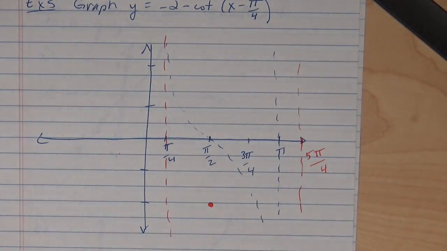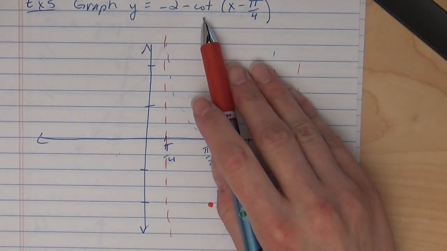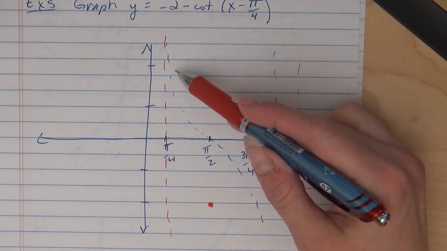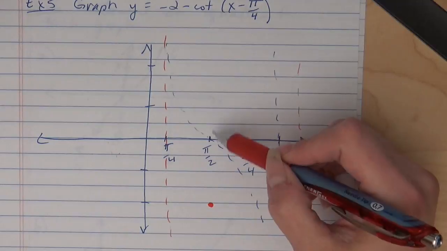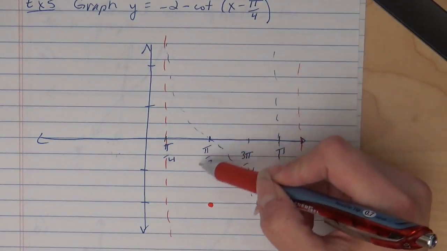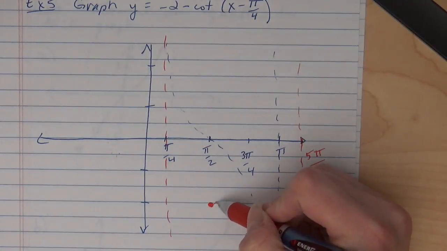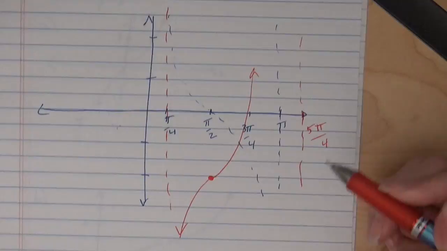Alright, and then how do I draw my curve? Well, you've got a negative cotangent. Alright, negative cotangent is going to reflect the original graph across the x-axis. So it's going to flip it upside down, making it shaped like this. And then we'll shift that down to here. So we'll have a graph like this now.